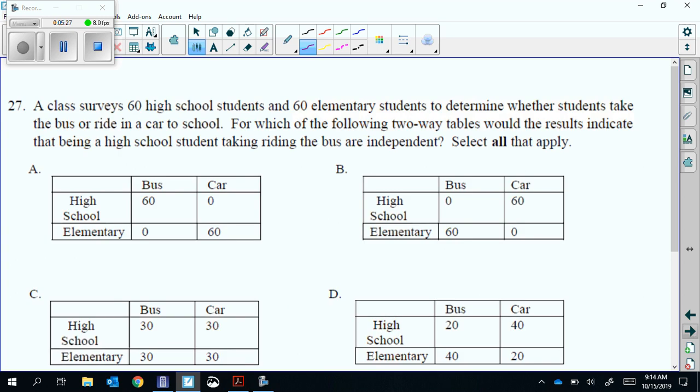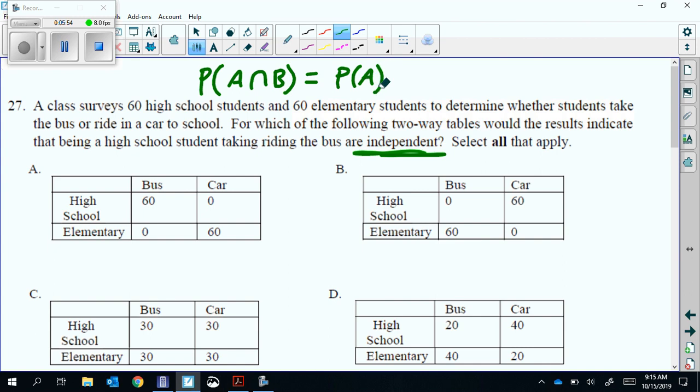For this little probability question, it talks about independent events. If the events are independent, then the probability of both of them happening, probability of A and B, is equal to the probabilities multiplied together.